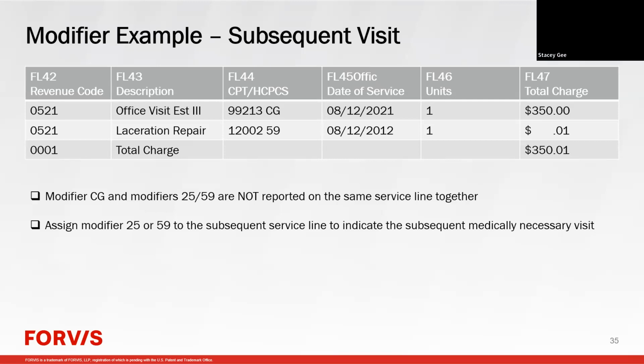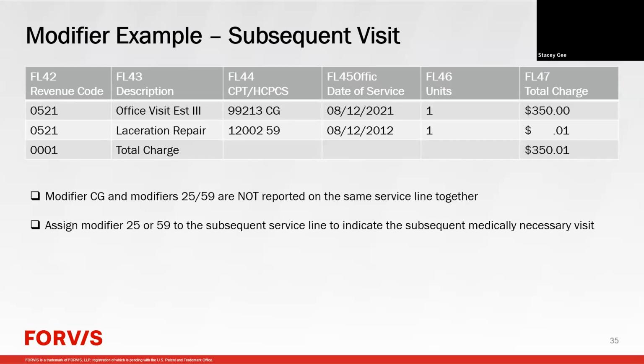So here's an example of a subsequent visit. I hope you're with me, Caroline. I'm on 36. So you can see that you've got an established level 3 office visit, which is the 99213 with the CG modifier.